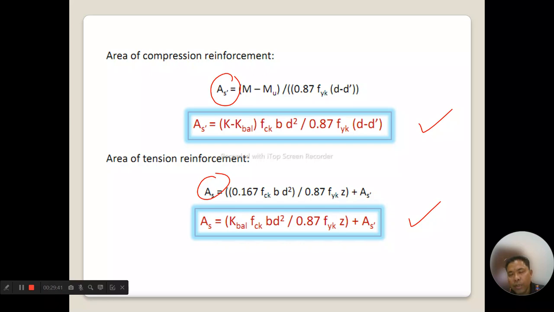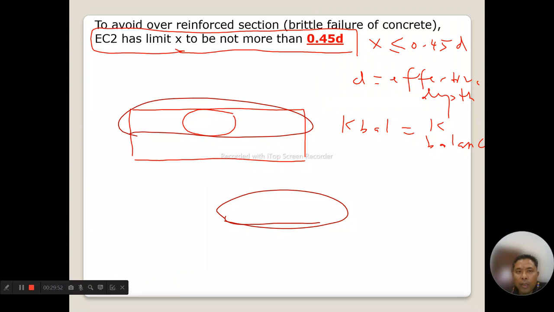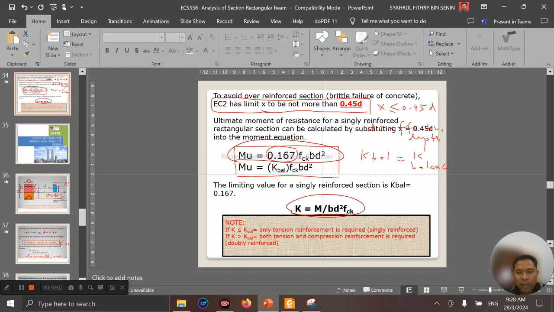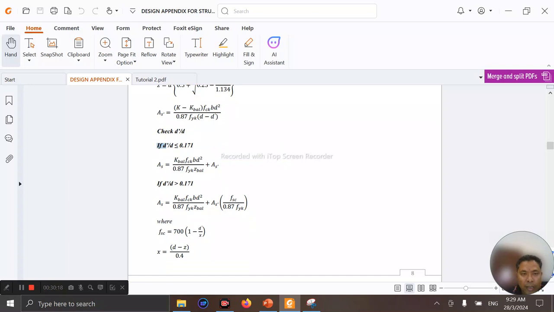Dan jangan lupa ada satu perkara yang saya dah cakap tadi. For safe design, ensure that your design must be not exceeding this value, where you punya neutral axis depth X cannot be more than 0.45D for singly reinforced. Tetapi untuk double reinforced, dia lain sikit eh. Untuk double reinforced, you have to ensure that your D prime over D cannot be more atau equal 0.171. Okay, yang ni you kena pastikan. Dan juga you punya X cannot be more than 0.45D. Kalau untuk doubly dia ada dua, untuk singly cuma ada satu saja.